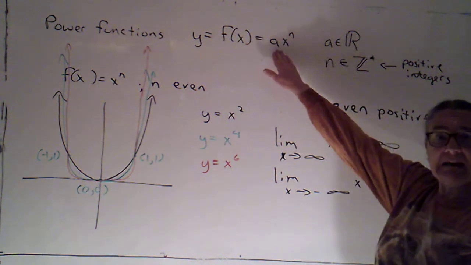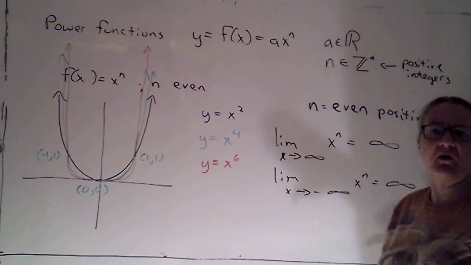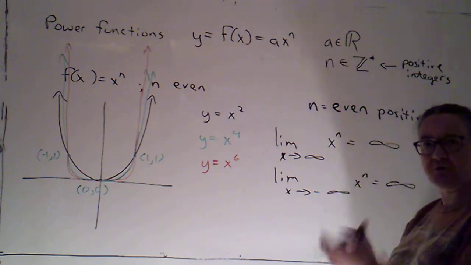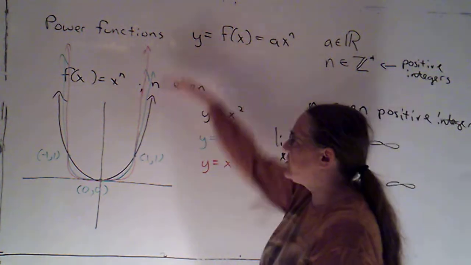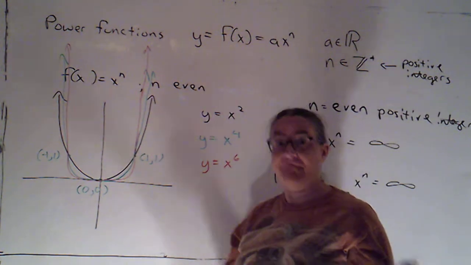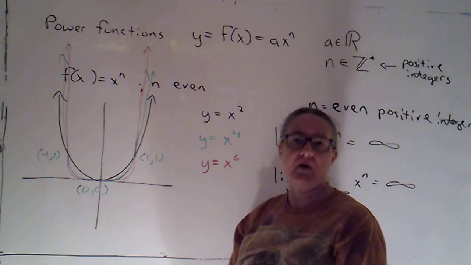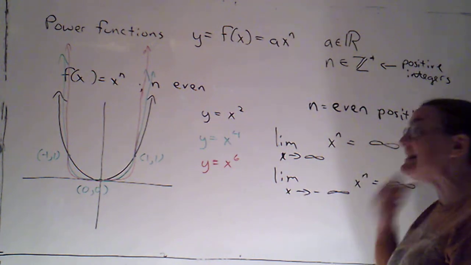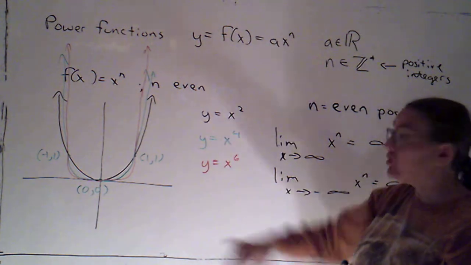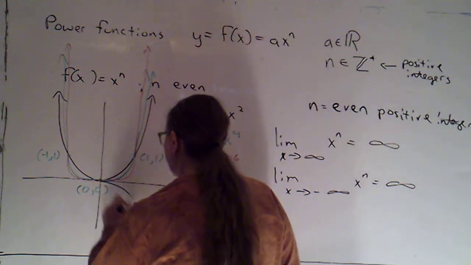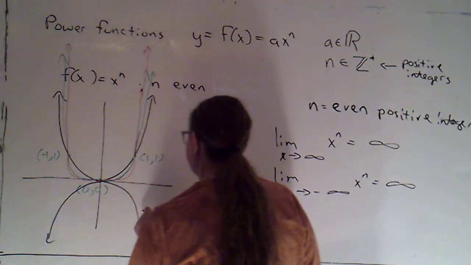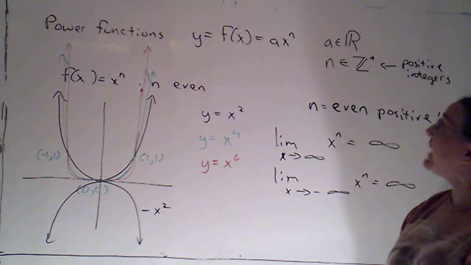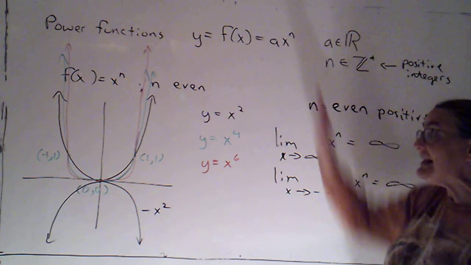Well, if a is positive, that's not going to change things at all, because I know that multiplying by a positive number is just going to stretch or shrink things vertically, but stretching or shrinking is just going to make it go off to infinity faster if we stretched it and slower if we shrunk it. Okay. But if a is negative, I know that multiplying by a negative number would perform a vertical flip. So that, for example, negative x squared looks like this. And the same would be true for any negative multiple of any even power.